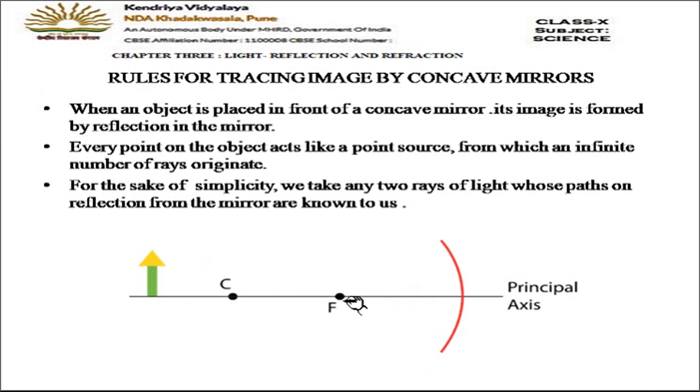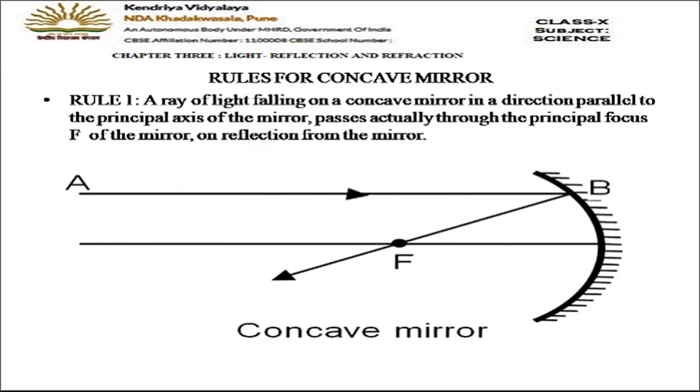Now please remember that this point is the focus point of the concave mirror, and this one is the center of curvature. Now rule number 1 for the concave mirror. The diagram is already shown on the screen. Here you can see that whenever a ray of light falls on the concave mirror and is parallel to the principal axis, this is the ray which is moving towards the mirror, and it strikes the mirror at this point. This ray AB is parallel to the principal axis. This one is the principal axis, so it is parallel to this.